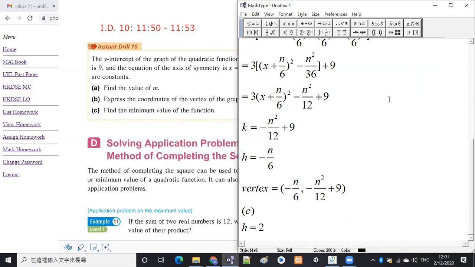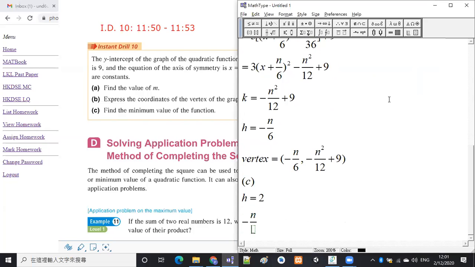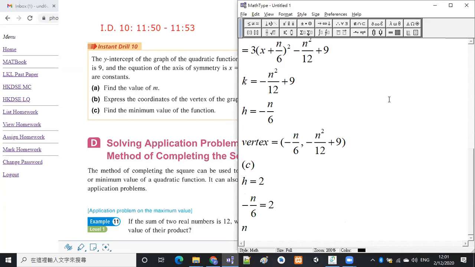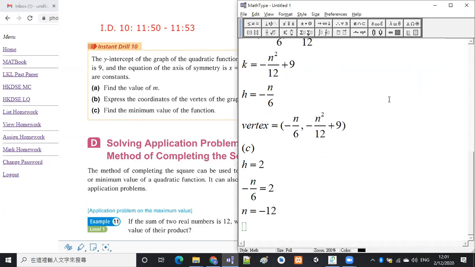But what is our h value? It is negative n over 6, which means that negative n over 6 should be equal to 2. And then we can find the value of n. And n is equal to negative 12. Okay? And after finding the value of n, that is the only unknown, then we can find everything else. Part C, the question asks us to find the minimum value of the function. That is the k value. And our k value is negative n squared over 12 plus 9.